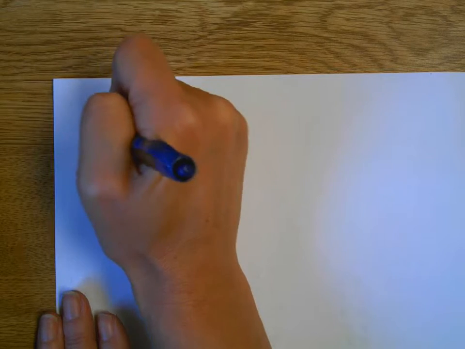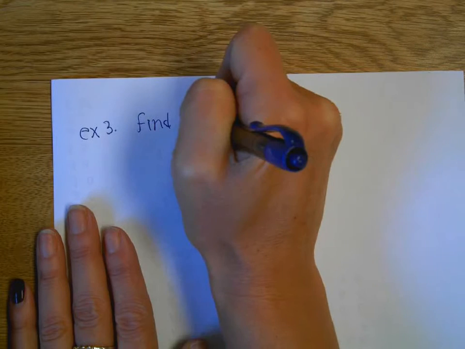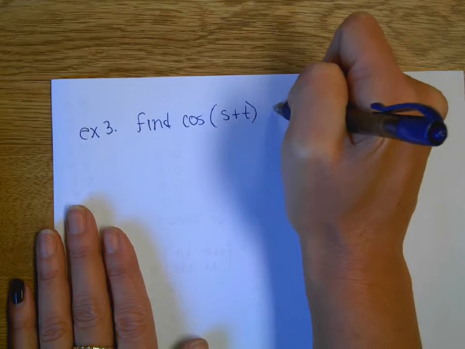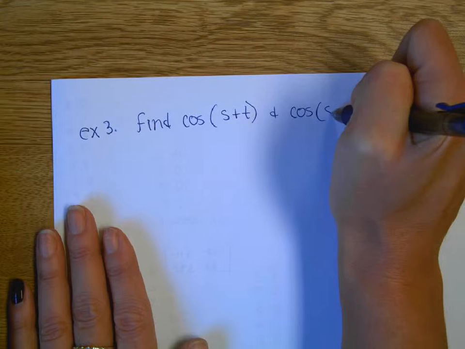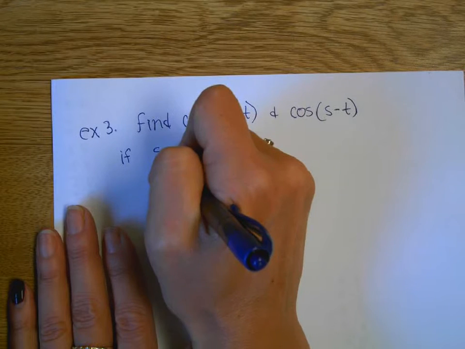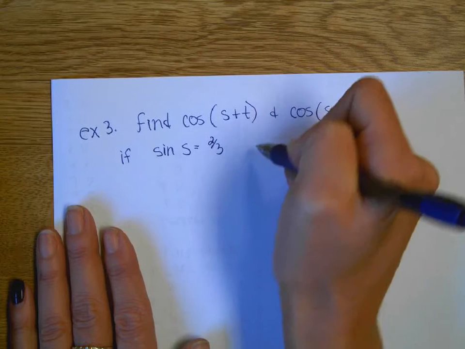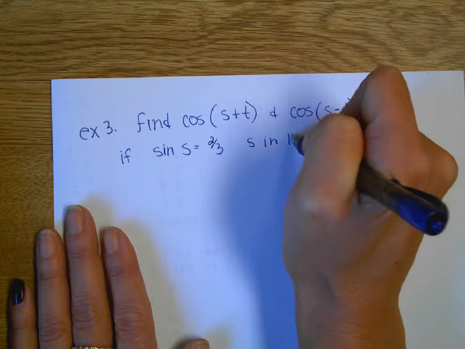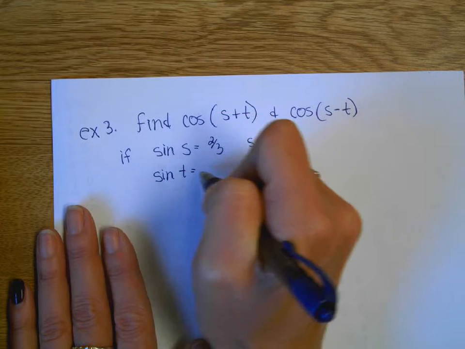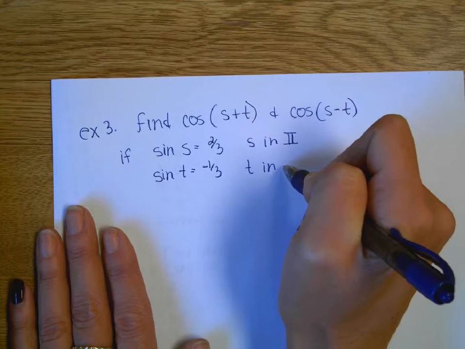Okay, here we go. Last example. This is it. Find the cosine of s plus t and the cosine of s minus t if the sine of s is 2/3 and s is in quadrant 2. I also know that the sine of t equals -1/3 and t is in quadrant 4.